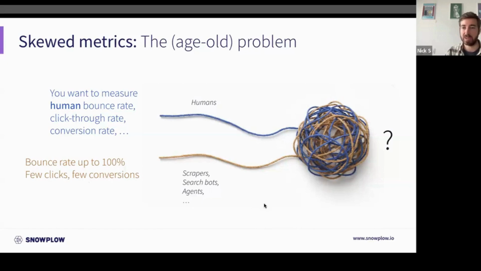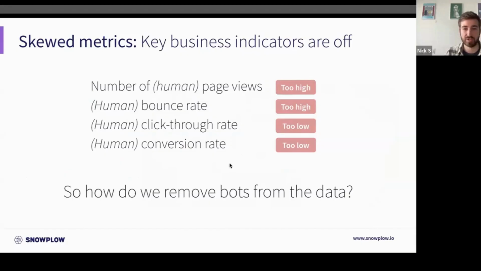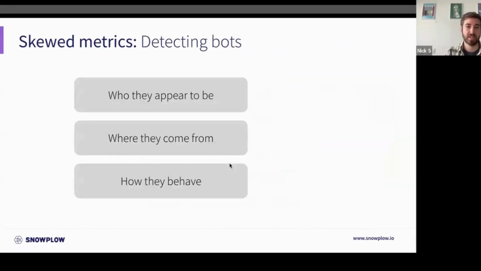So what does that give? That gives you metrics that are distorted and not really what you want to look at. So instead of the number of human page views, you get another number which is too high. Your bounce rate is too high, your click-through rate is too low, and your conversion rate is too low for what it should be. And the solution, of course, is to remove the bots from the data. But how can we do this?